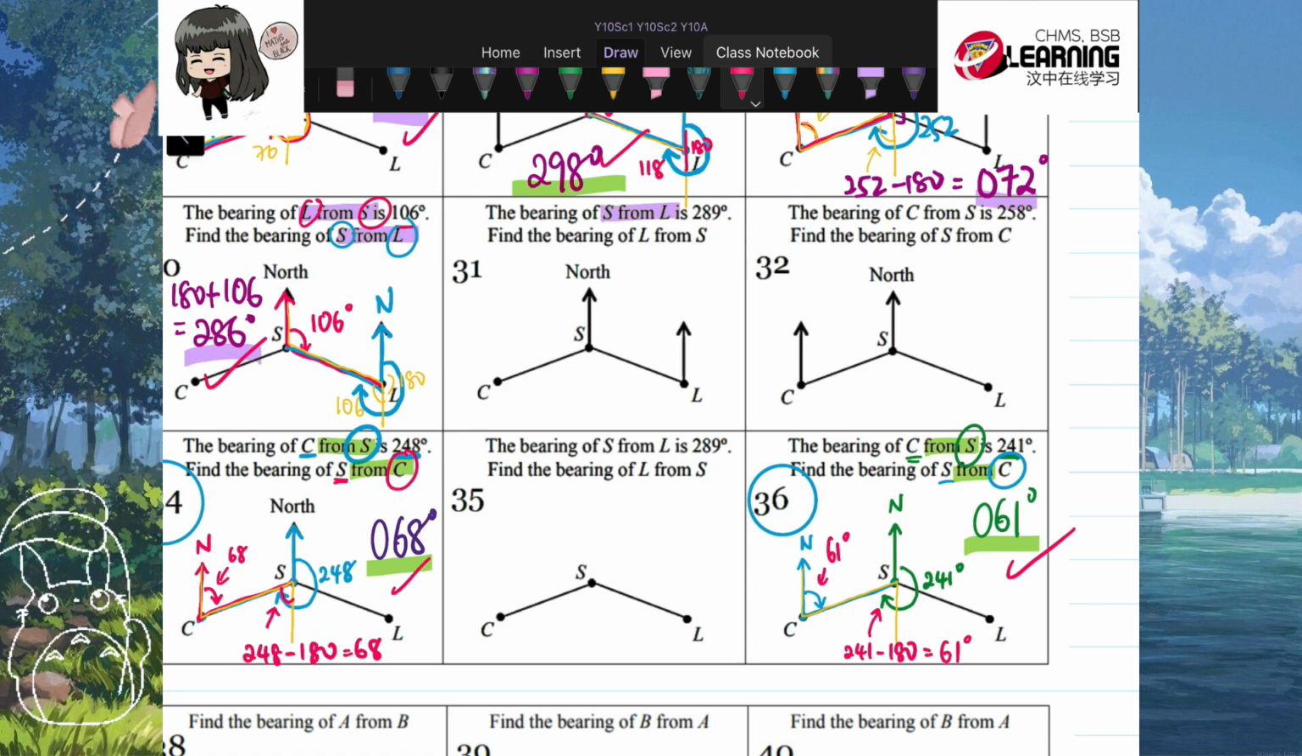S from L, from L north, SL connecting line, and then clockwise like this is 289.